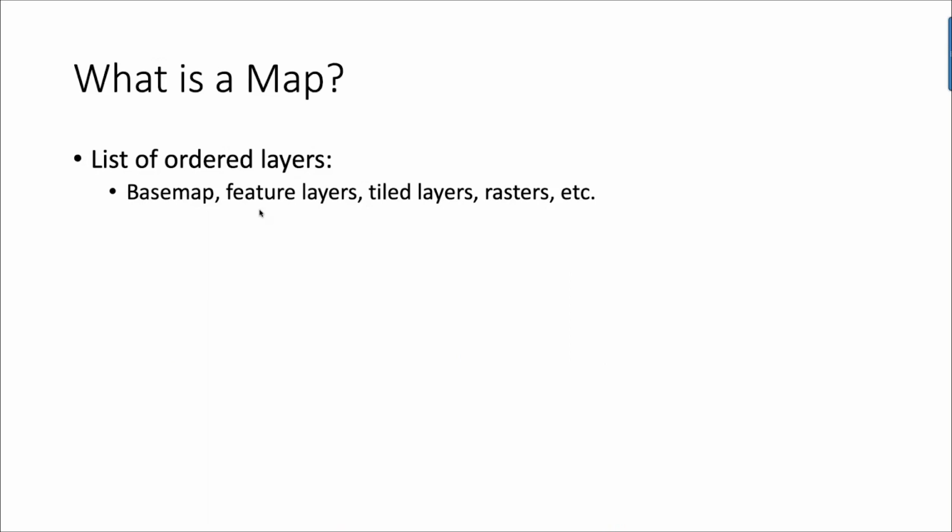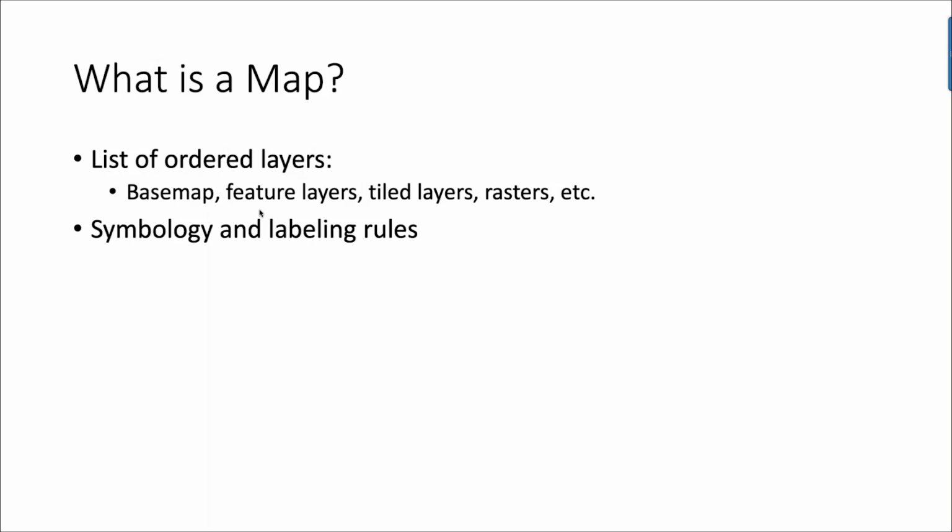So just as a refresher, what is a map? Well, it's a list of ordered layers. You start off with a base map. It's your reference. On top of that, you overlay your data, your operational data, we call it. Could be feature layers, pulling in individual records from databases, points, lines, polygons that are drawn on the client. Could be tiled layers, imagery, satellite imagery. Could be individual rasters and so on.